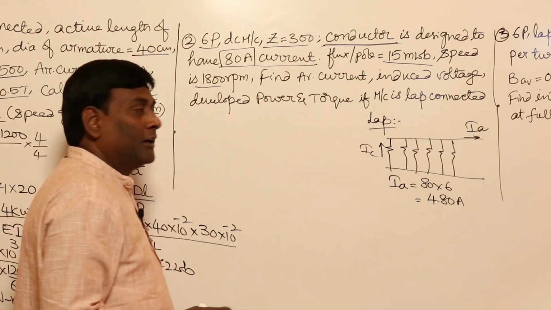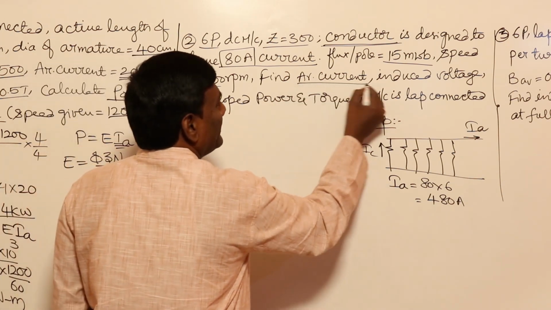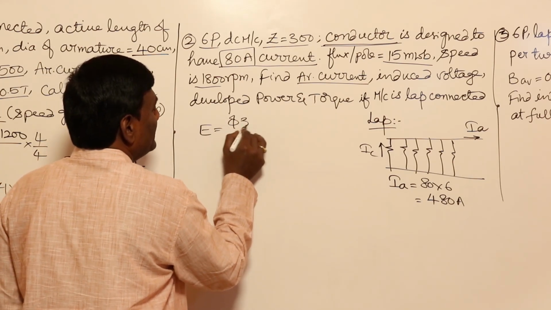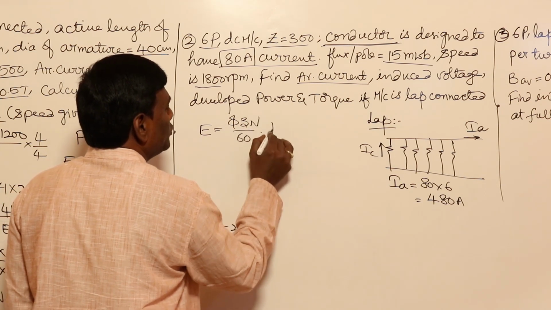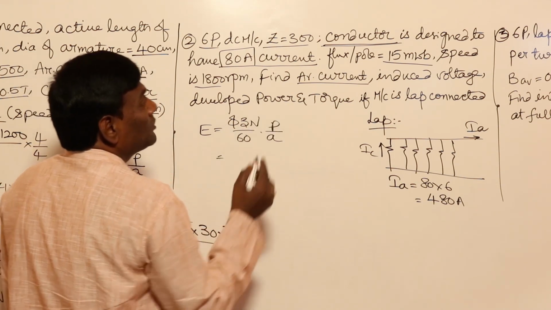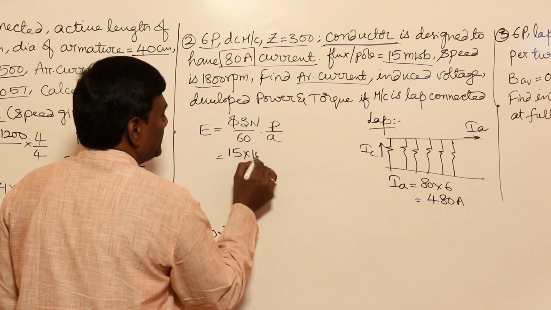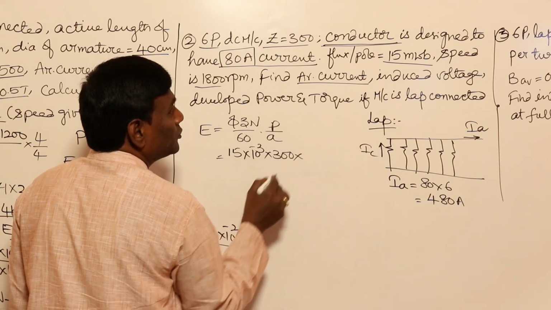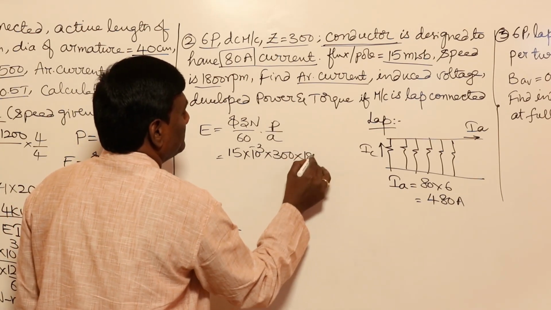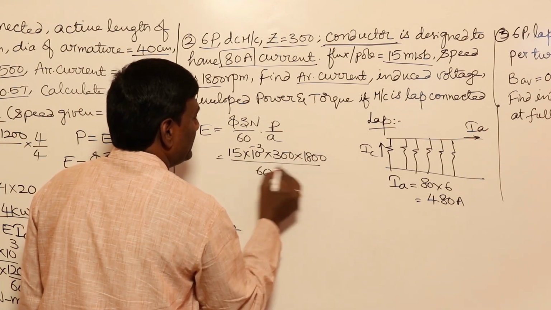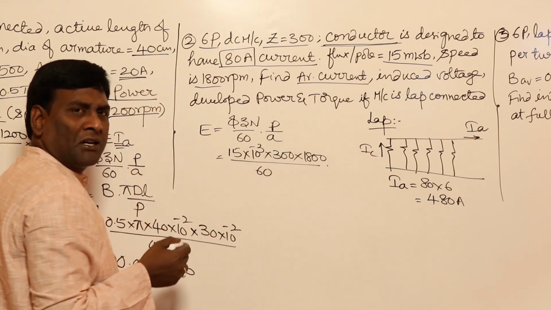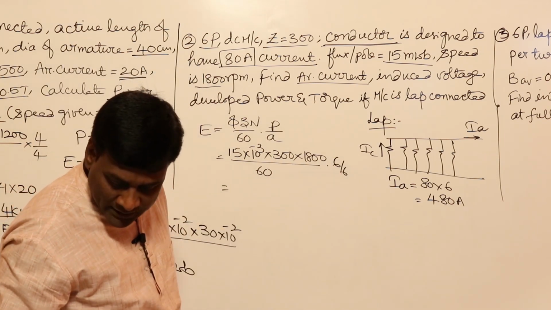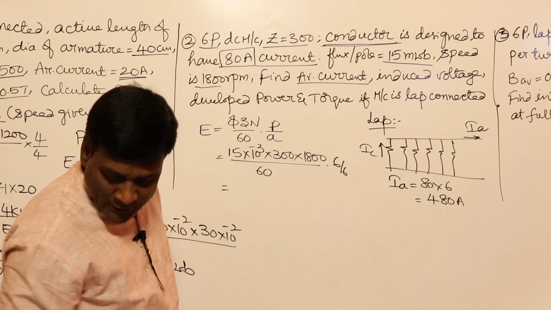Okay, now after that, armature current is over. Let us think of induced voltage. What is induced voltage? It is nothing but pi Z N by 60 into P by A. How much is the operating flux? 15 milliwebers, into how many conductors are there? Z is 300, into speed, which is 1800, divided by 60, into, since it is lap connected, 6 by 6, only one will be there. So if you do this, you are going to get induced voltage of 135 volts.